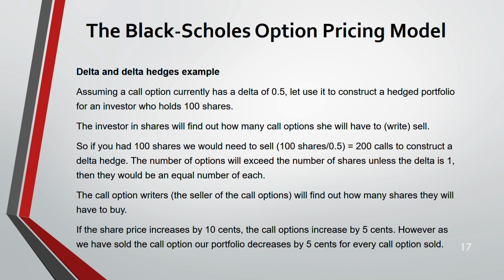However, as we have sold the call option, our portfolio decreases by 5 cents for every call option sold. See, we have a value for an option, but we have sold that call option to someone else. So we could have got the benefit of 5 cents from having that option, but now we are selling that option, so we are losing that 5 cents. So there will be a decrease by 5 cents for every call option sold. Our portfolio decreases by 5 cents.